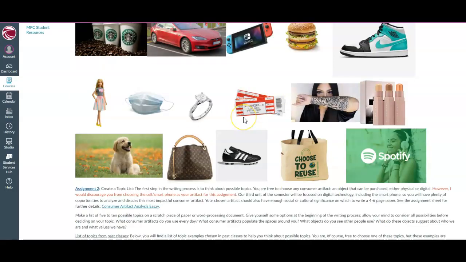And even some objects that you might not consider at first a thought when thinking about consumer artifacts, like a puppy, for example, or maybe a couple of concert tickets or a subscription to Spotify. So again, most of the time, the artifact that you choose will be a physical object, but it doesn't necessarily have to be. It could be a digital object, like a subscription to a music service. You're paying for that every week, and we can point to it as an artifact on your phone. And it does have social and cultural significance if we start to analyze those digital objects.